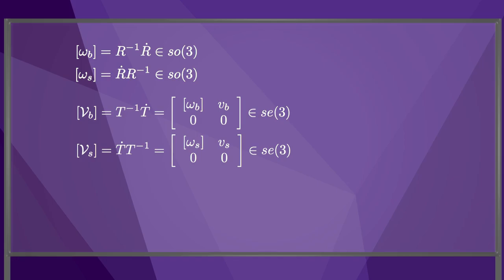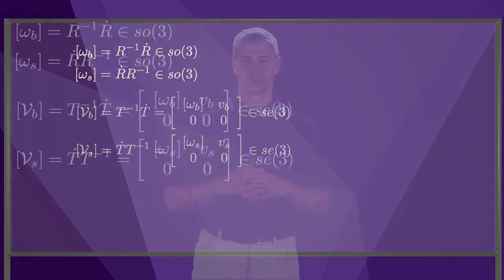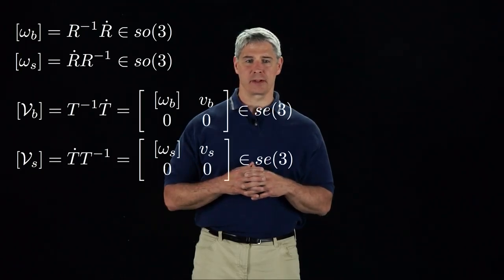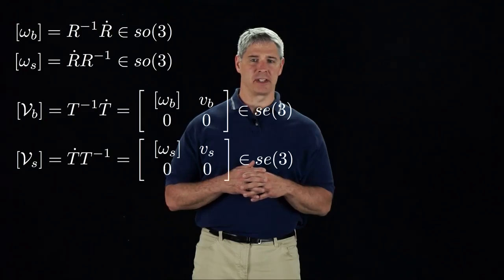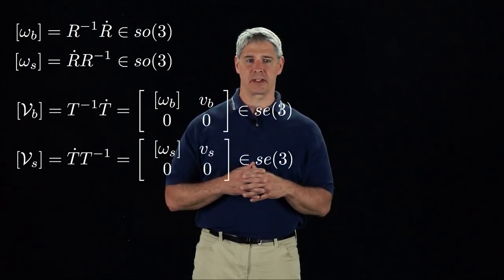Notice that we are overloading the bracket notation. In one case, it means the matrix representation of an angular velocity, and in this case, it means the matrix representation of a twist. These matrix representations will be used in the next video when we develop the matrix exponential and log for rigid body motions, analogous to the matrix exponential and log for rotations that we've already seen.